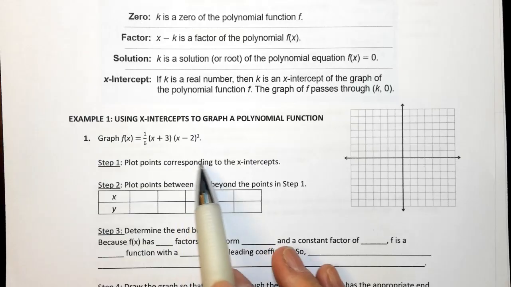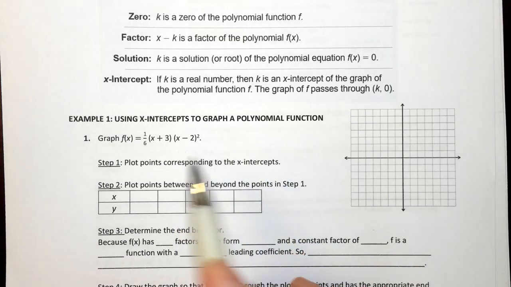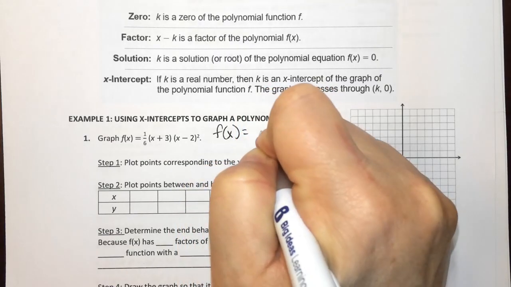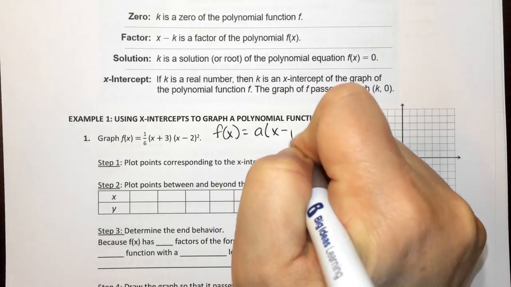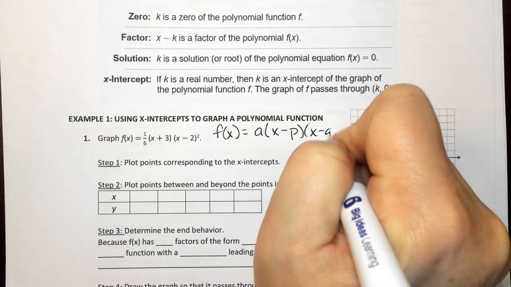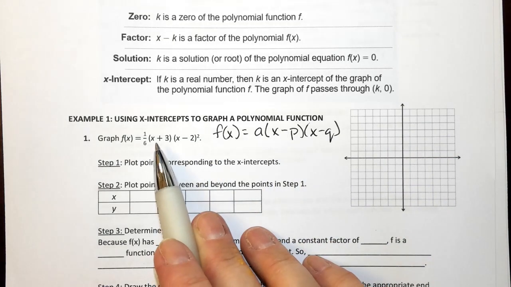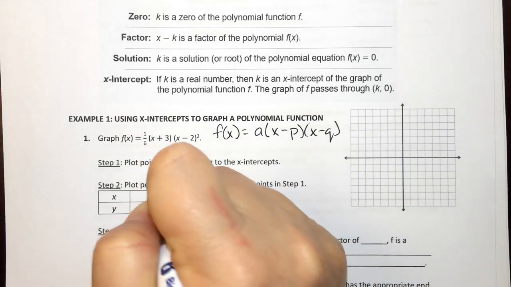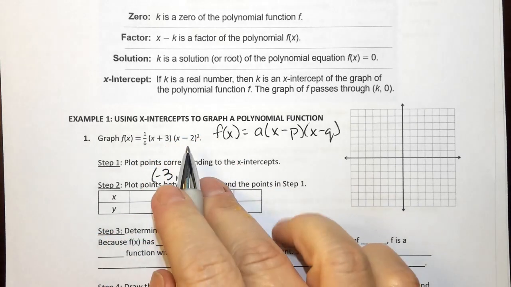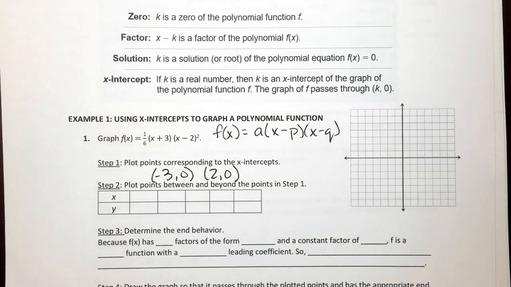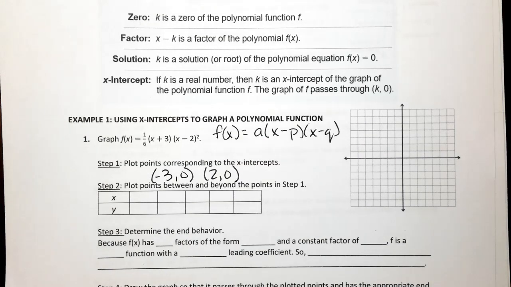So that's where we're going to start. We're going to plot the points corresponding to the x-intercepts. Remember, this is in the form of f of x equals a times x minus p, x minus q. So if you remember, we have to do the opposite. So this is going to be negative 3 comma 0, and that means this one is 2 comma 0. We are going to plot those points on our graph in just a minute.